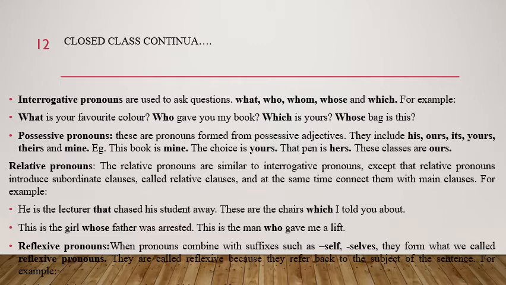Reflexive pronouns. When pronouns combine with suffixes such as "self" and "selves," they form what we call reflexive pronouns. They are so called because they tend to refer back to the subject of the sentence. For example, she's deceiving herself. You have said it yourself. She has locked herself. They ended up hurting themselves.